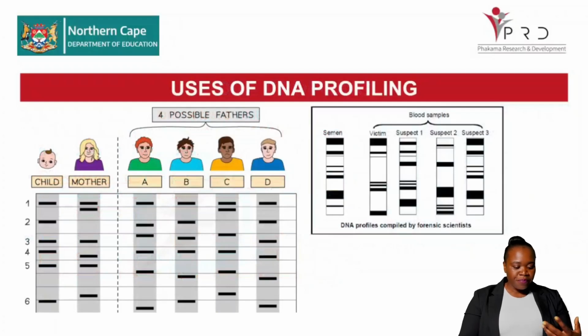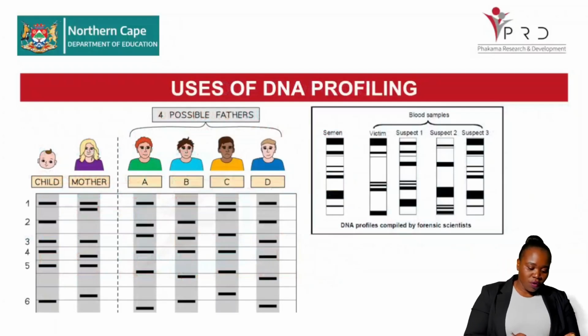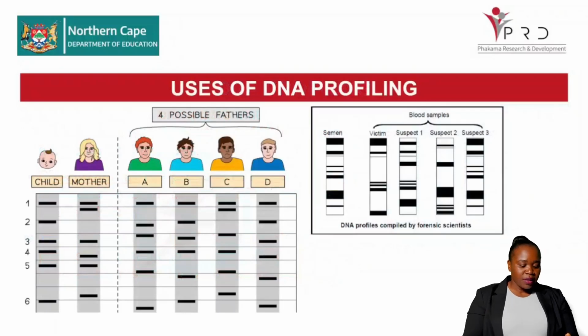So for example, here, this is a paternity testing example whereby DNA profiling is used, right? So we can use this to identify which parent belongs to the child, or which of these possible fathers is the father to this child, right? So we will compare the DNA profile of the mother to the child and the DNA profiles of these possible fathers, and then whoever has the bands that match with the father with the child then would be the father.